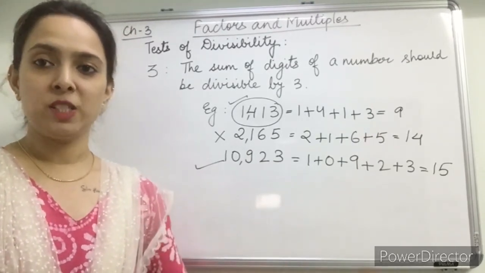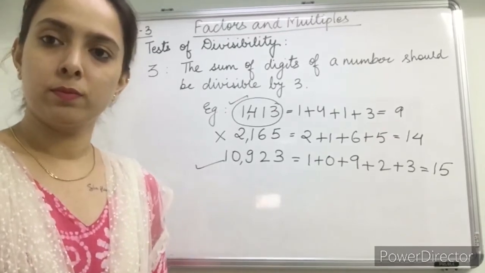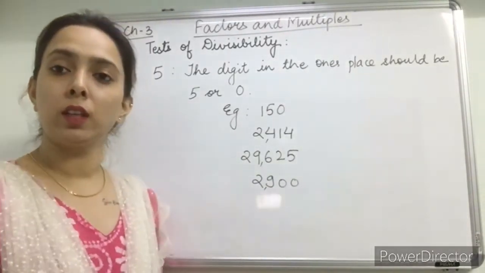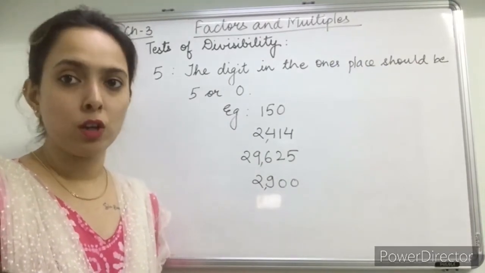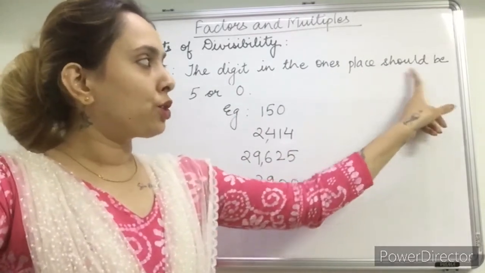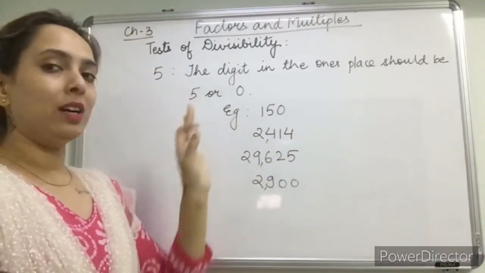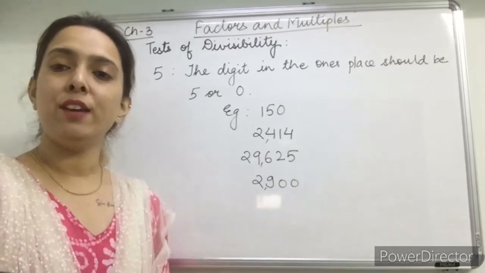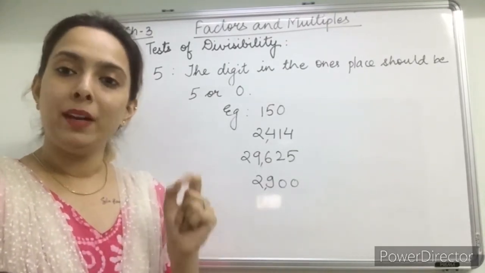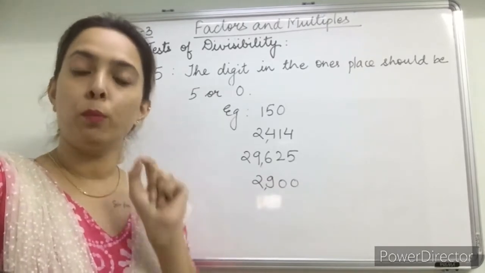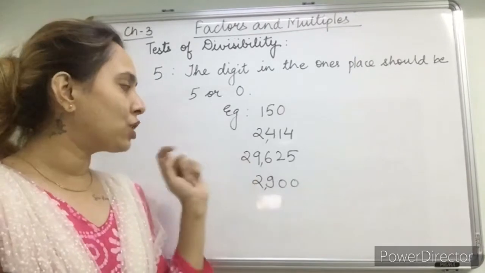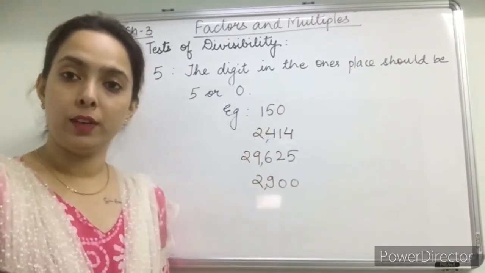Now let's go for the divisibility rule for 5. The divisibility rule for 5 says, how will we check whether the number is divisible by 5 or not? The digit in the ones place should be 5 or 0. 5 या फिर 0 अगर ones की प्लेस पर होता है तो वो पूरा नंबर, that complete number will be divisible by 5. Let's check. 150.